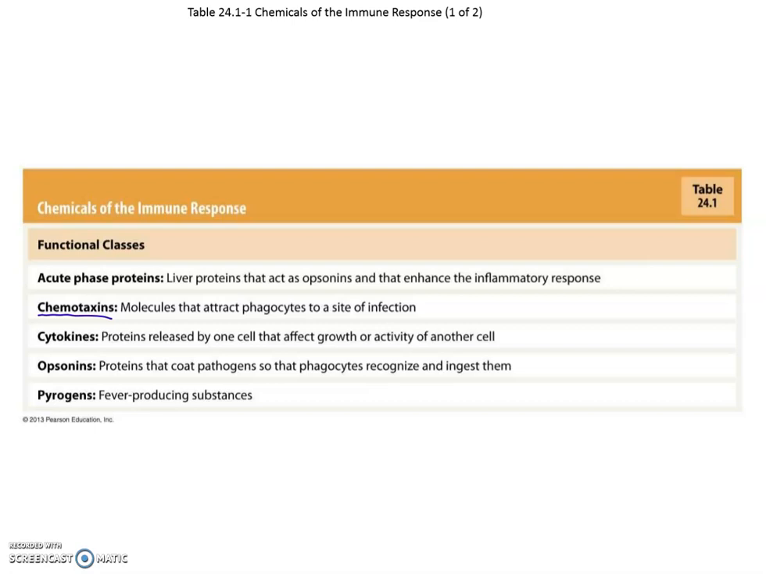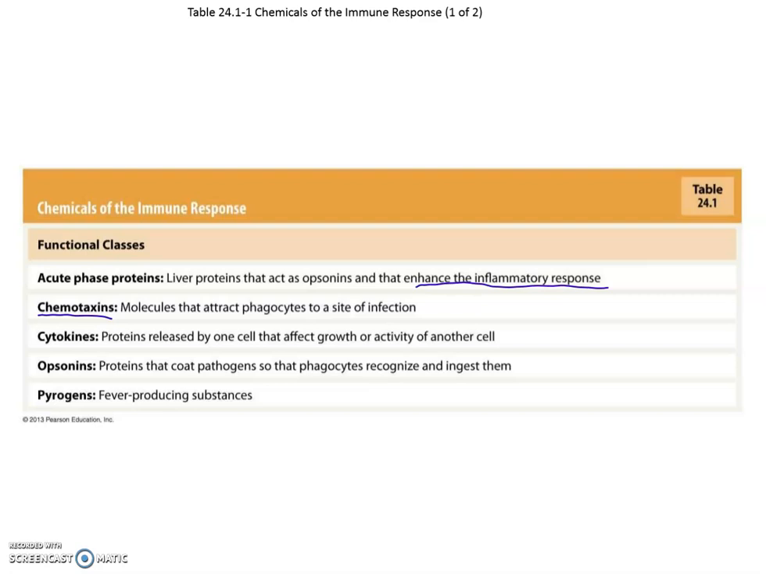Let's take a look at some classes of chemicals that are important for immune responses. The first one, acute phase proteins, you will not hear much about in this lecture. They are there to enhance inflammatory responses. Chemotaxins, those are molecules that attract phagocytes and direct them to a site of infection. Cytokines, those are mostly growth factors and also signaling molecules that affect the activity of another cell.